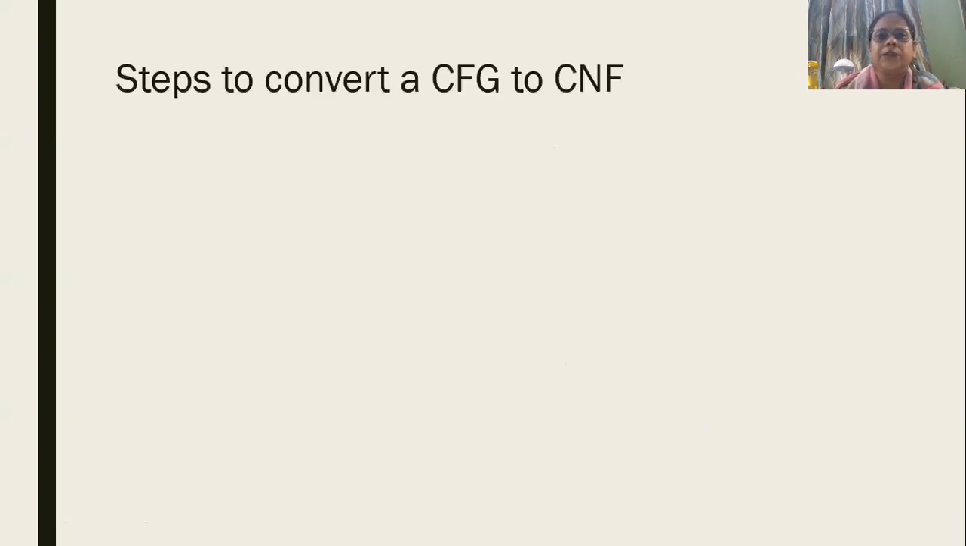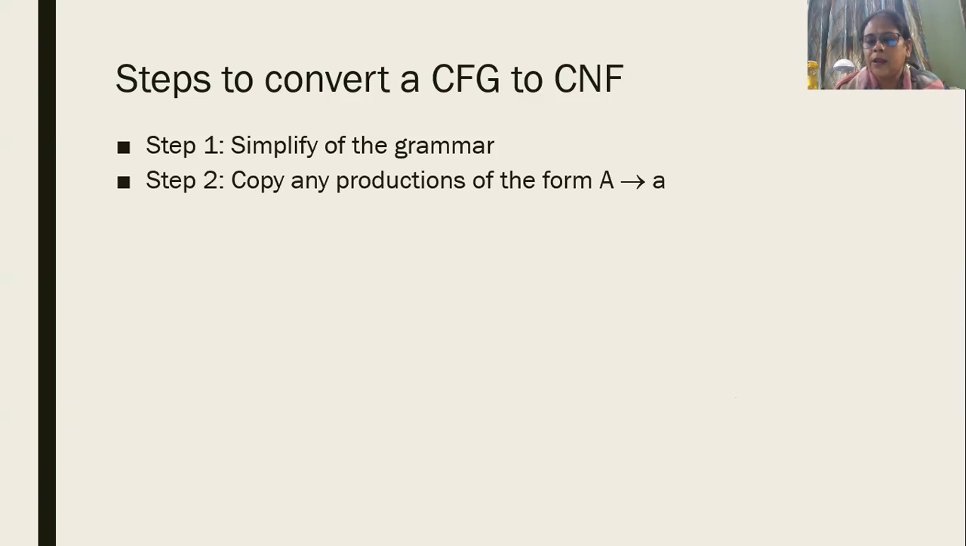So given a context free grammar, what would be the steps to convert that grammar into an equivalent Chomsky normal form? From the definition itself, you can say that the first step would be to simplify the grammar, and that means to eliminate unit productions, epsilon productions, as well as useless productions. Second step, if there are any productions of the form A derives a, then they are simply copied onto the new grammar.